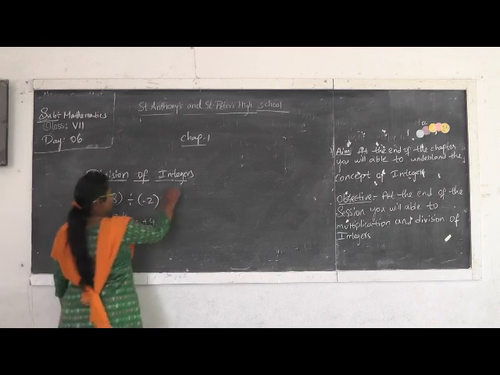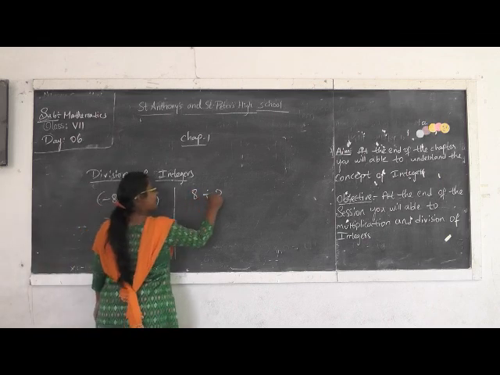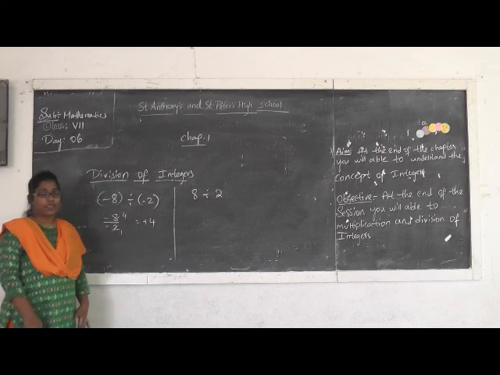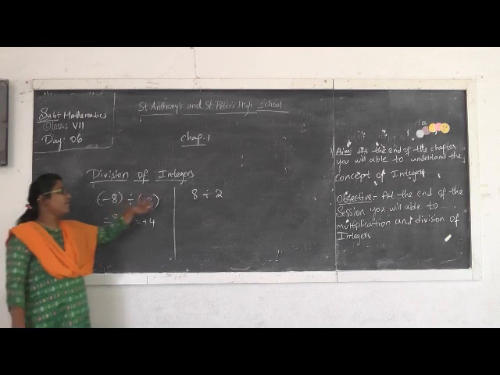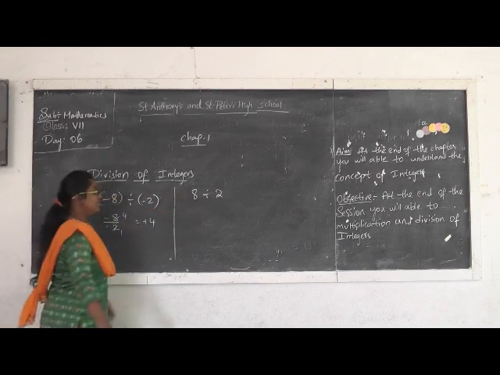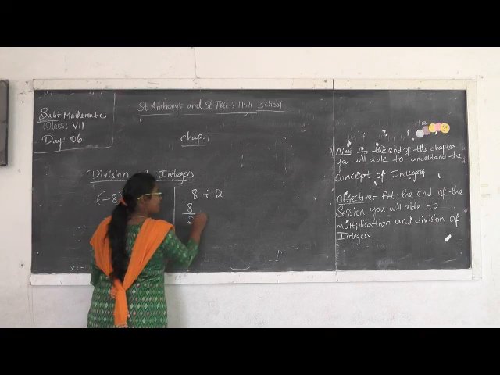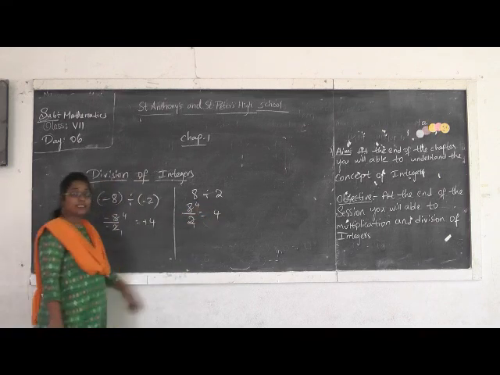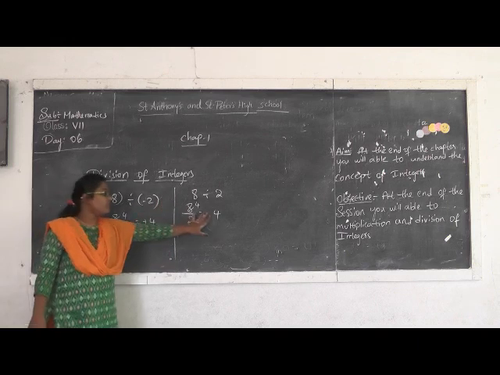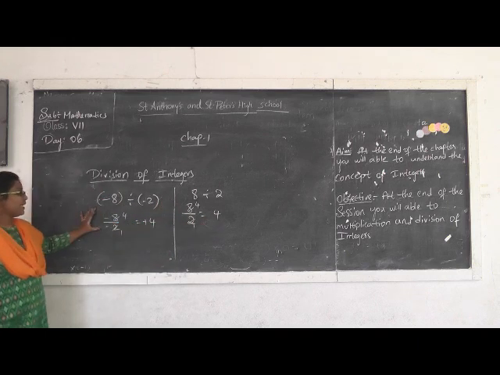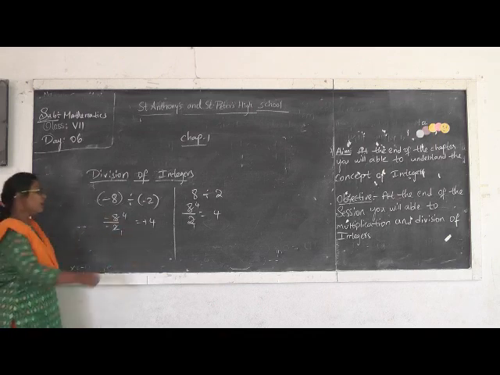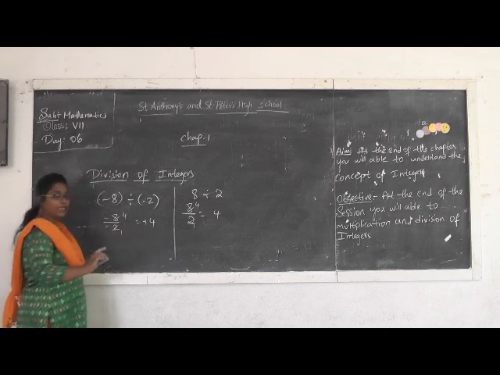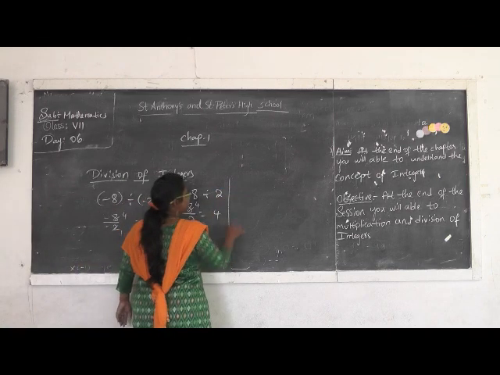Now let us take one more example: 8 divided by 2. Here we are dividing two positive integers, whereas before we divided two negative integers. It is nothing but 8 by 2. 2 ones are 2, 2 fours are 8. So the result is 4. Since both are positive, the result is positive. Before, both were negative and the result was positive. It means that if both terms have the same symbol, then the result is positive. Understand?